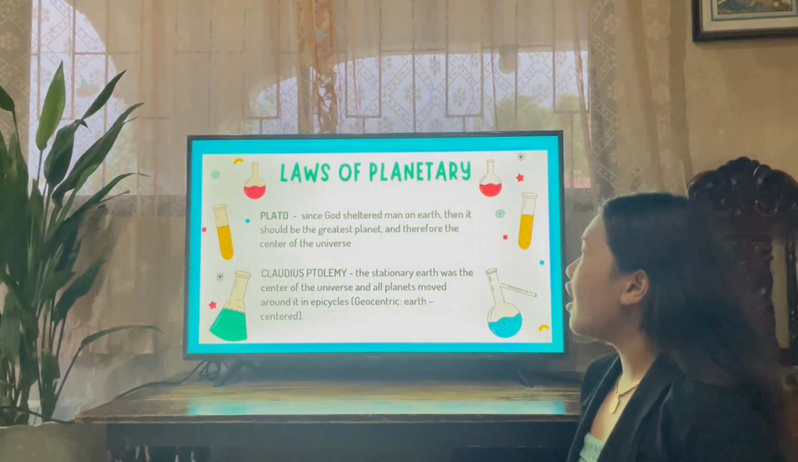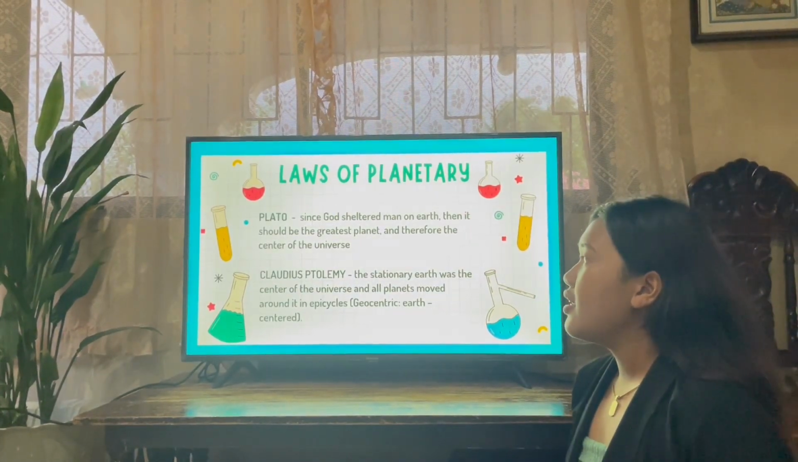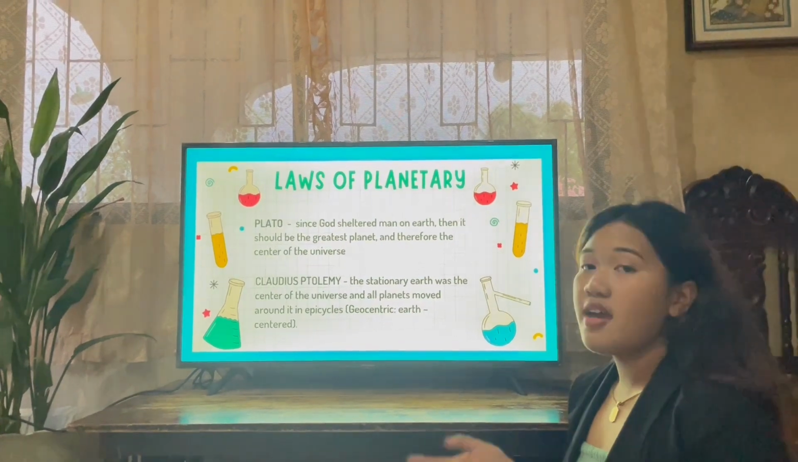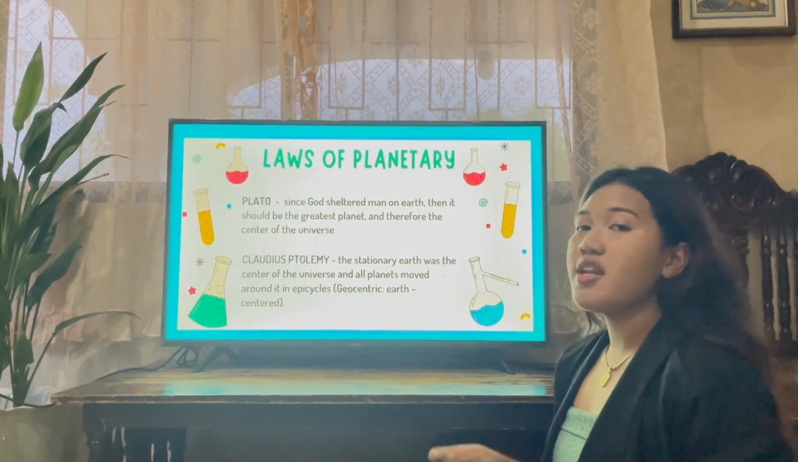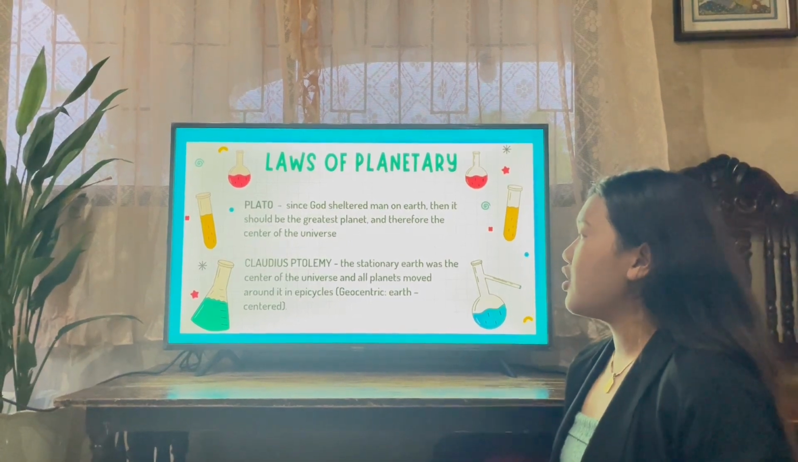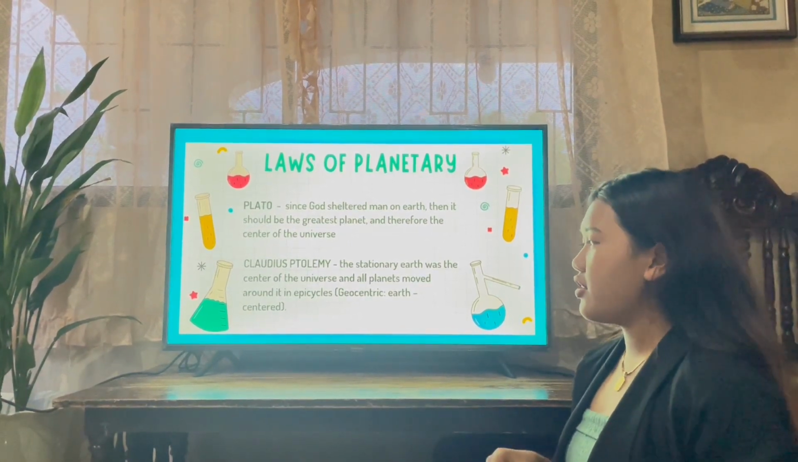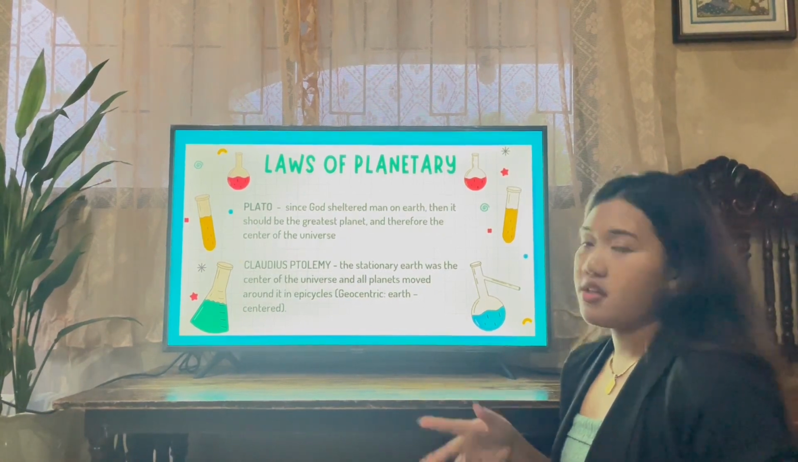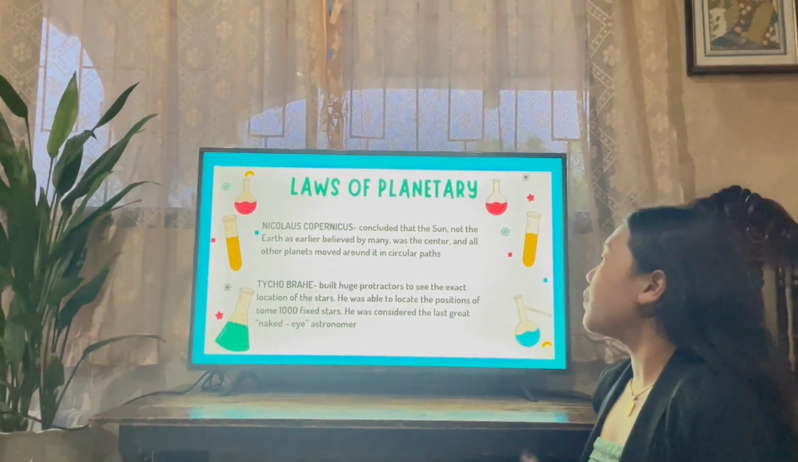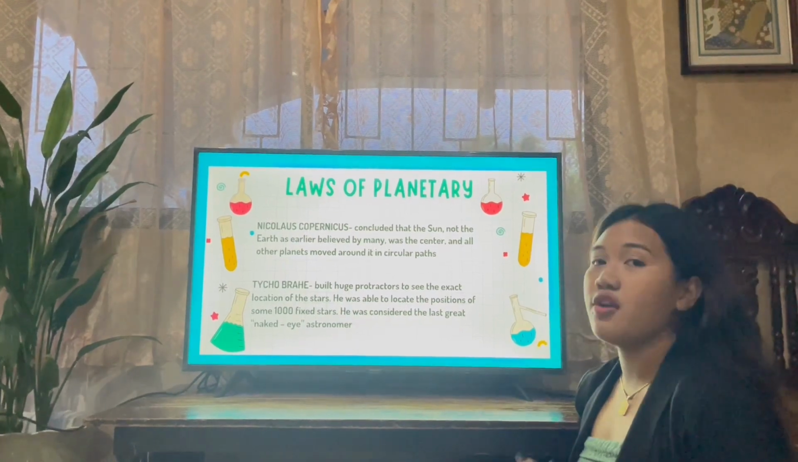Plato: since God sheltered man on Earth, then it should be the greatest planet, and therefore the center of the universe. Claudius Ptolemy: the stationary Earth was at the center of the universe, and all planets move around it in epicycles. This is the geocentric, Earth-centered model.